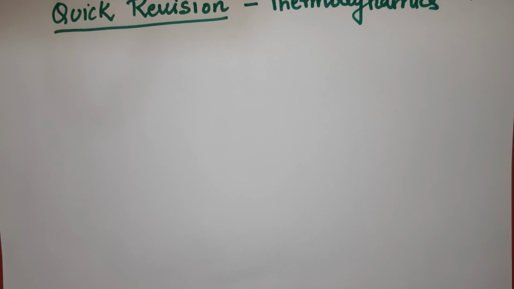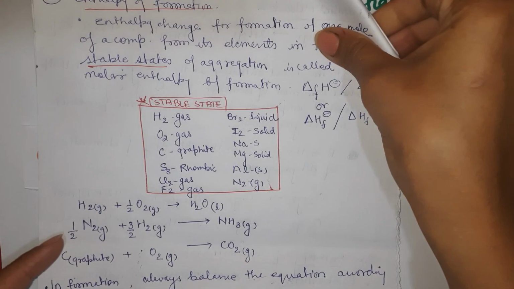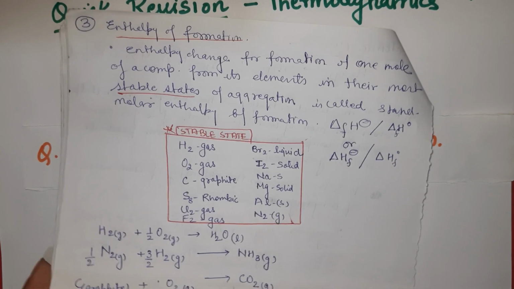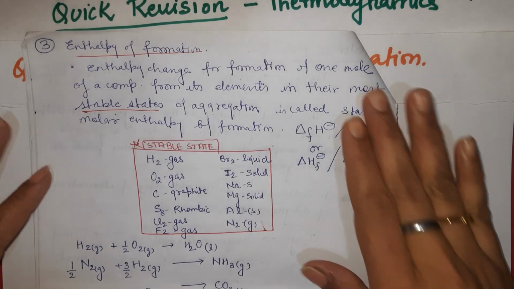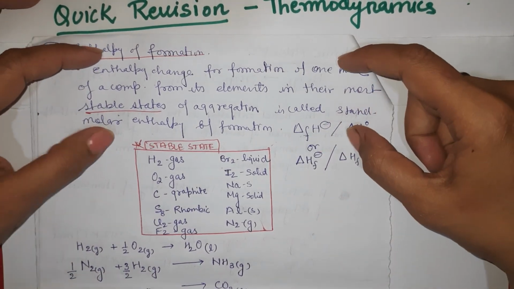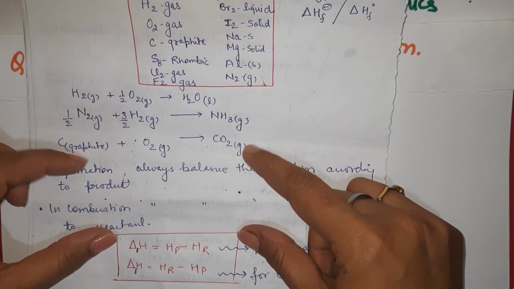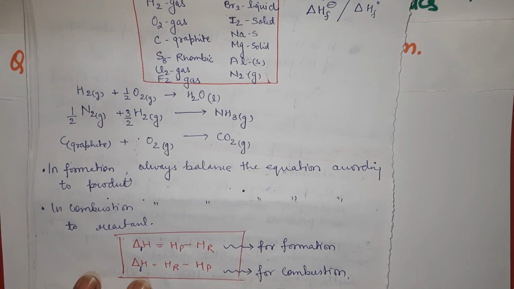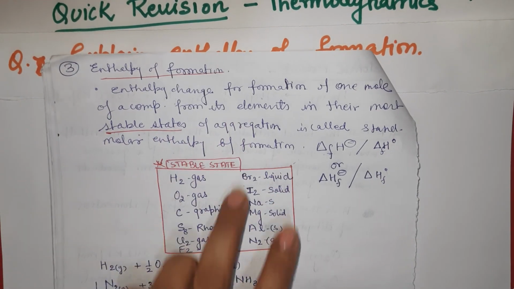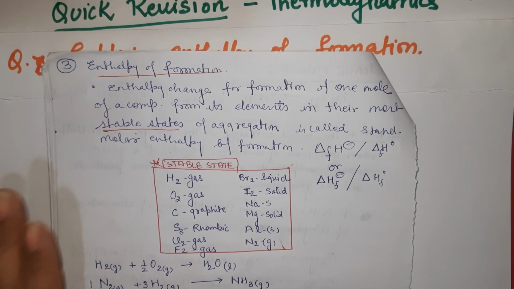All right, now the second last question: explain the enthalpy of formation. You have to write, first of all, the statement, and then the different examples, and if you have any kind of formula related to that. So the statement, formula, and example.